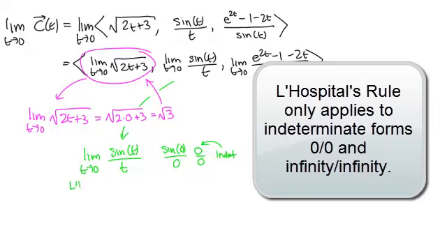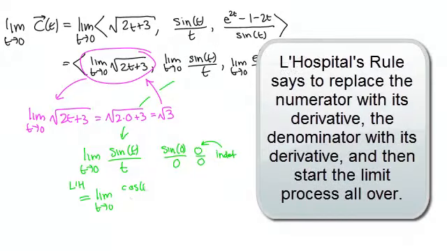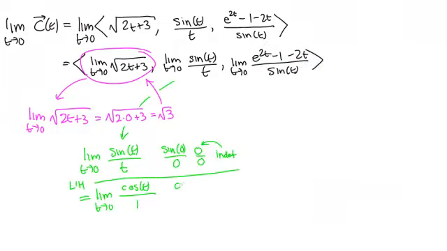So let's apply L'Hopital's rule. Remember how it works: you differentiate the numerator, so we get cosine of t. You differentiate the denominator, so you get 1, and then you reapply the limit. If I start the limiting process all over again, we plug in t equals 0 and get cosine of 0 over 1. That simplifies to 1 over 1, which is the real number 1. Since we got a real number, we know we're in the domain, and that becomes our limiting value. So now I know that the second component tends to 1.